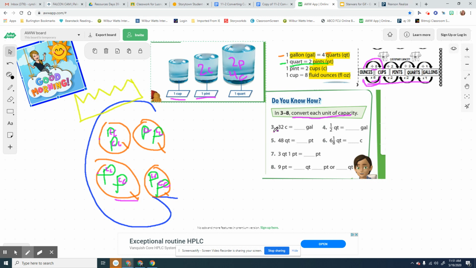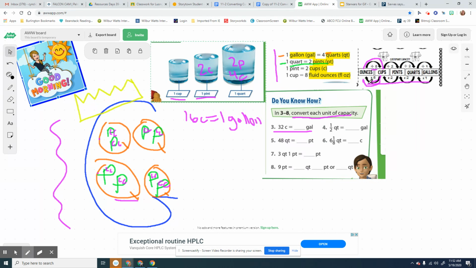So in this example here, I have 32 cups equals how many gallons? So there's 2 different ways I could solve that problem. So first of all, do I know how many cups are in a gallon? Well, that's not on my chart up here, but if I use my visual over here, my King Gallon, I can count how many cups are in a gallon. So there are 2, 4, 6, 8, 10, 12, 14, 16. There are 16 cups equals 1 gallon.